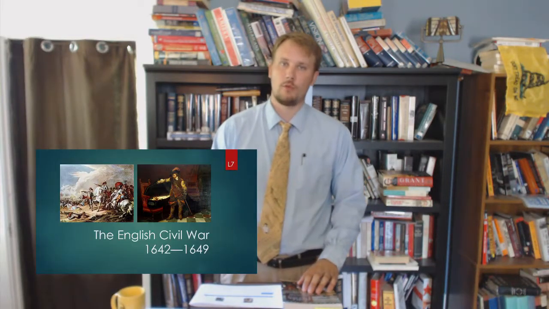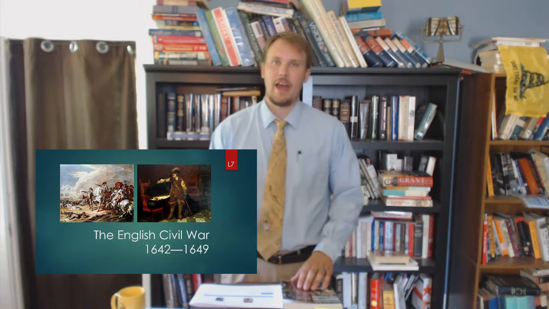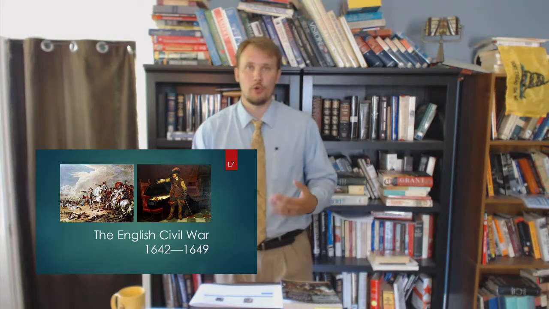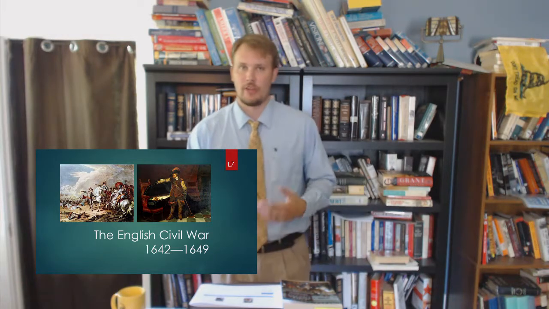One of the most important events in English history is the English Civil War, which was fought from 1642 to 1649. That war would be a battle between absolutism and constitutionalism. Who would be supreme in England, the monarch or Parliament? So today we're going to look at that struggle and how it unfolded.